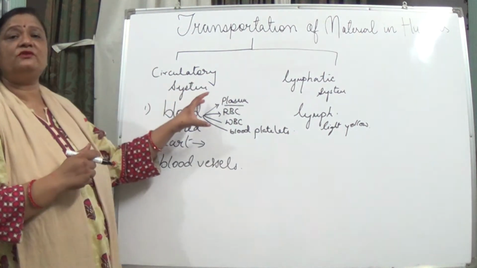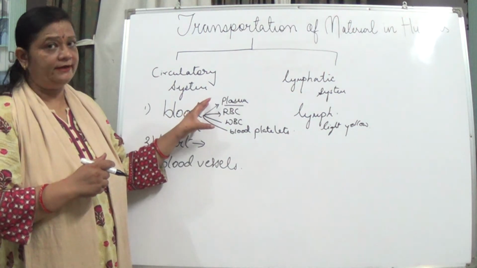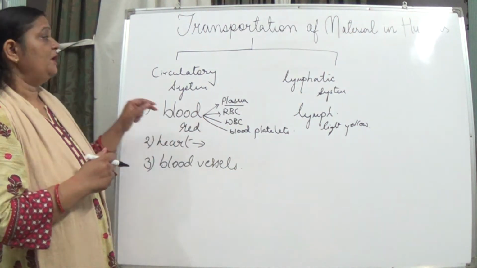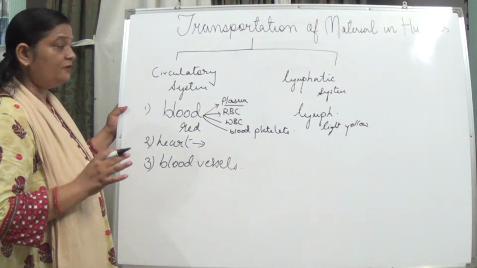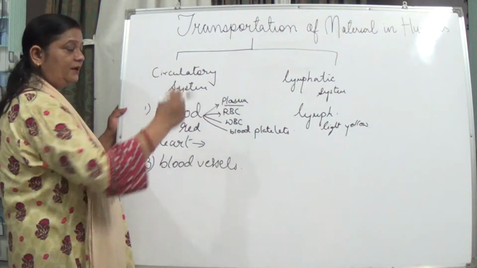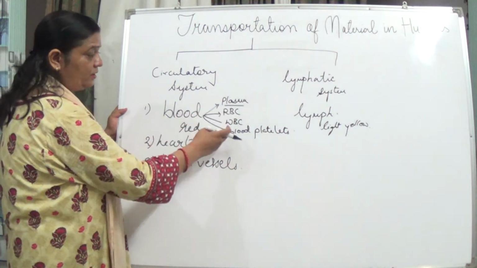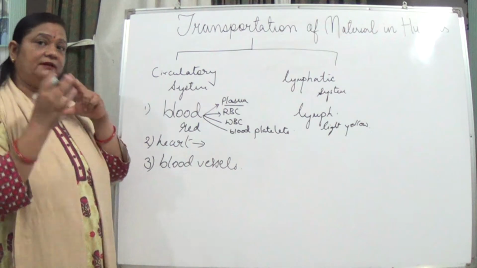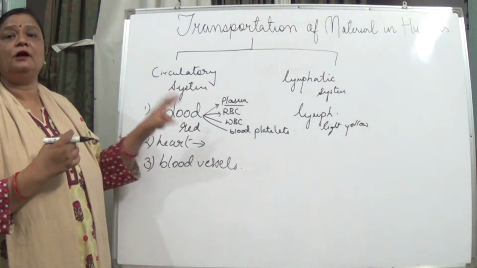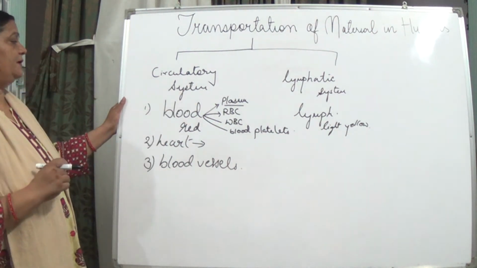Which type of solution is it forming? A colloidal solution. Here you can't see the particles present in the solvent. So which is acting as solvent? Plasma. And these, RBC, WBC and blood platelets, are the solute. In that term if you understand, this total blood is forming a colloidal solution.